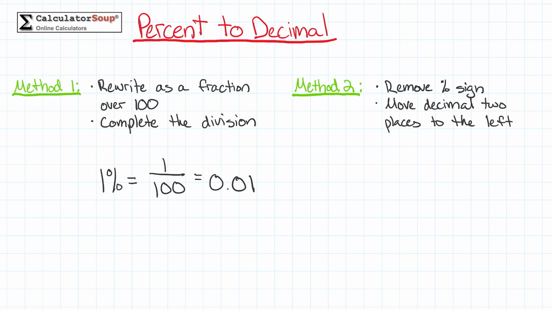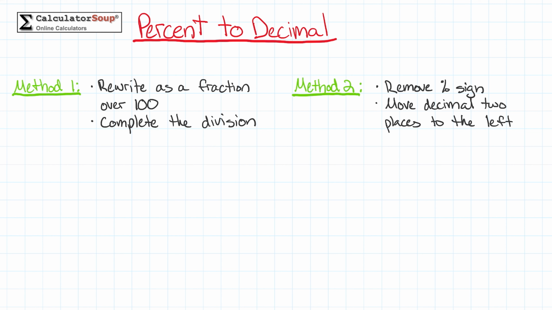Let's also use the shortcut to change 1% to a decimal. First, remove the percent sign to get 1. Then, move the decimal point over 2 places to the left to again get 0.01 as our answer.